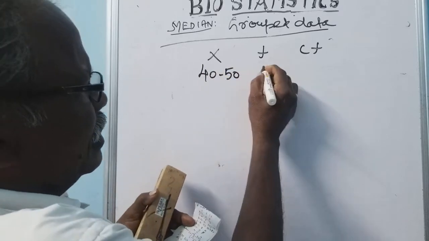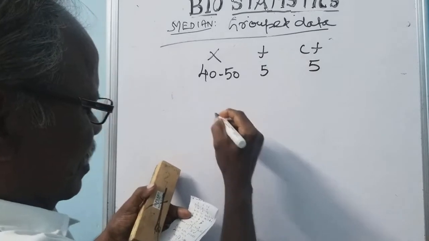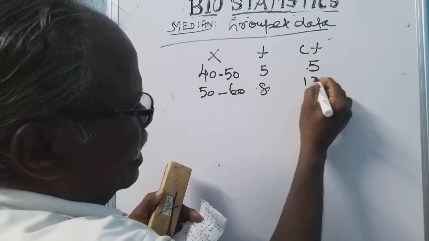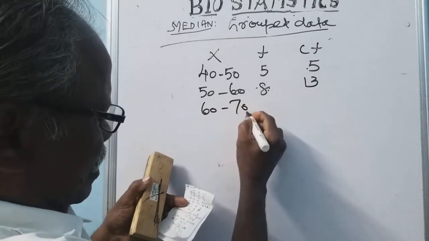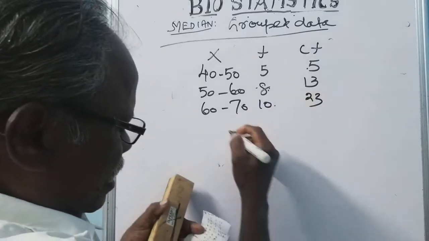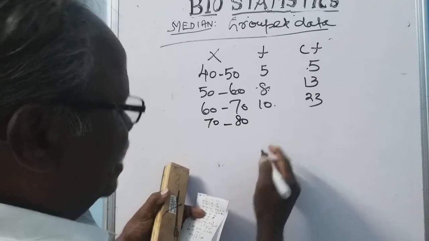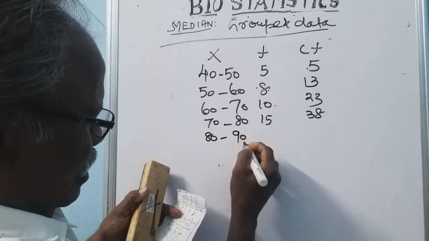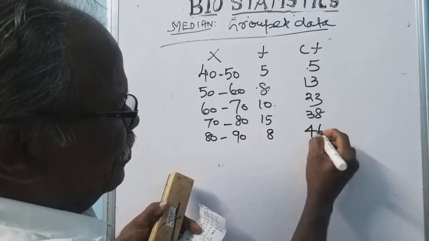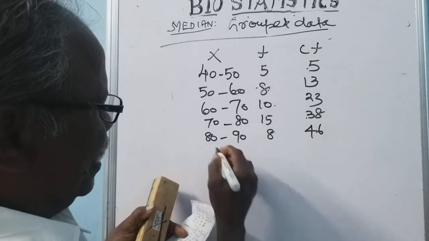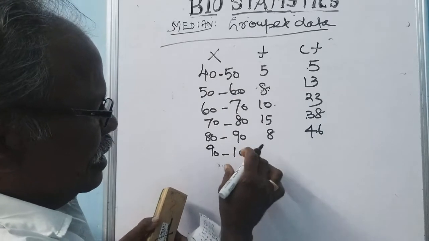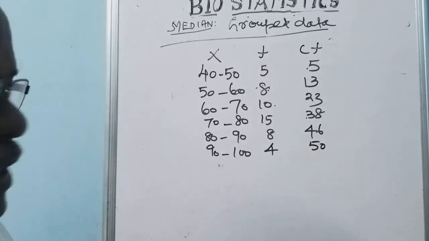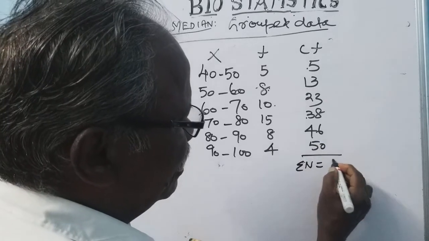Now x, f, cumulative frequency. So 40 to 50 grams, the frequency is 5, cumulative frequency 5. Then 50 to 60, the frequency is 8, so cumulative frequency is 5 plus 8, 13. Then 60 to 70, frequency 10, 13 plus 10 is 23. Then 70 to 80, frequency 15, so that is 38. Then 80 to 90, frequency 8, that comes to 46. Then 90 to 100, frequency 4, 46 plus 4 is 50. So n is 50, the cumulative frequency is 50.